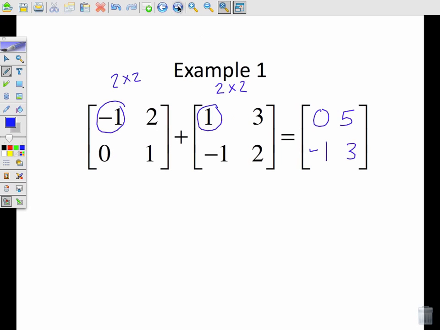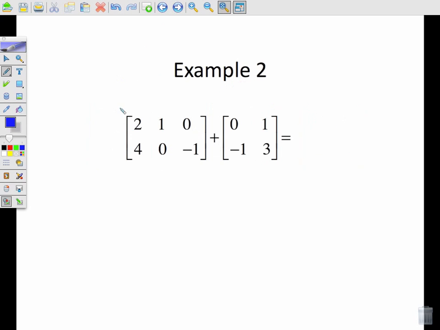All right, let's look at another one. I'm going to change up the size of the matrix. So if I want to add these matrices together, see, this is a 2 by 3, that's the rows by columns, so 2 by 3, and this is a 2 by 2. So they're not the same. So this is not possible.